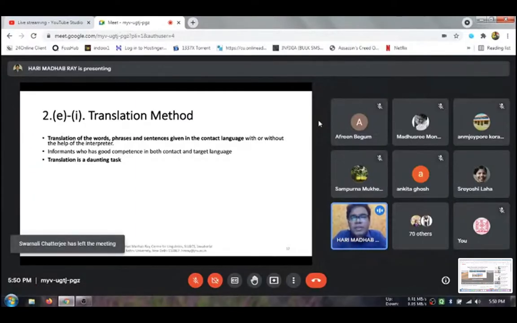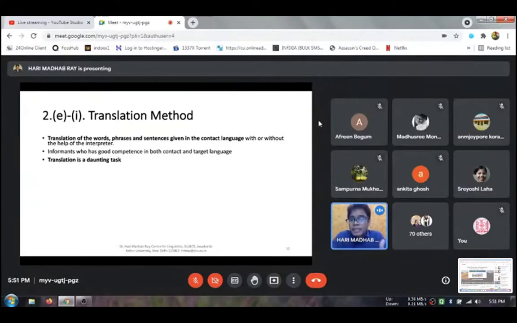So you give those things in the contact language, and at times, as I told you, with or without the help of an interpreter. The informants should have good competence in both languages, the contact language as well as the target language. Translation itself is a daunting task, as we all know that many aspects are not translatable from one language to another language, but it's really a daunting task.